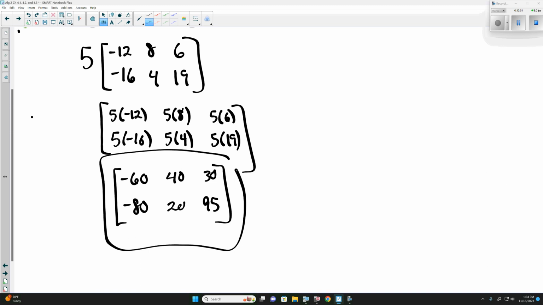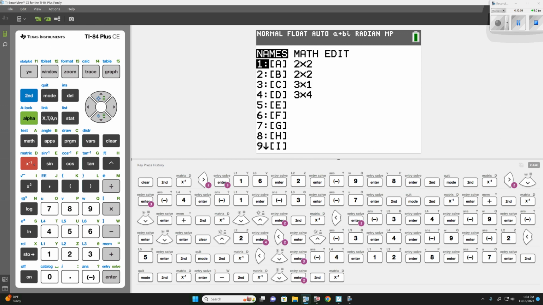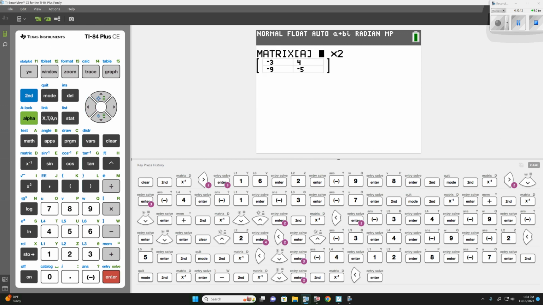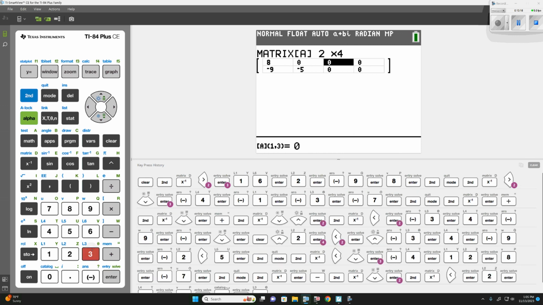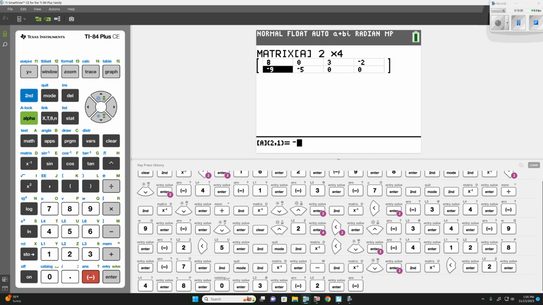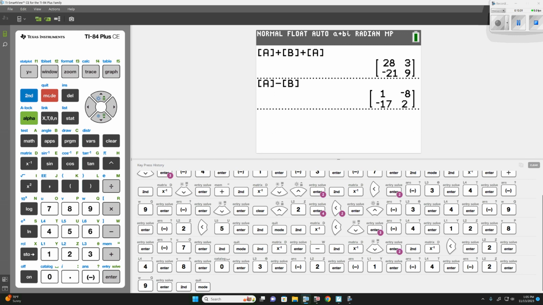Questions on this here? So just like with addition and subtraction, we can plug this into the calculator. So for the next one, we would go second matrix edit. Now this next one is a 2 by 4. 8, 0, 3, -2, -1, -4, -2, and 9. Once we finish getting it typed in, we can say second quit.